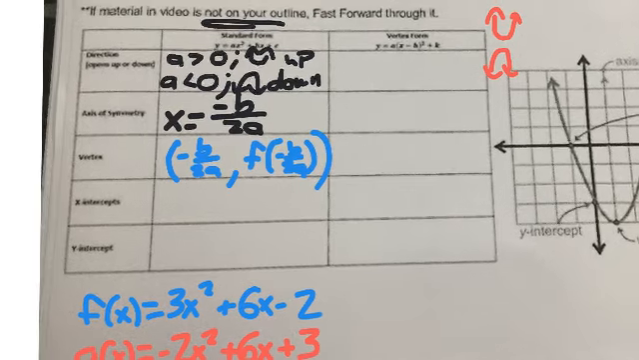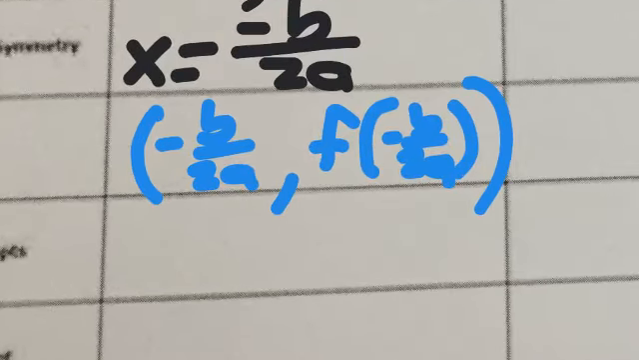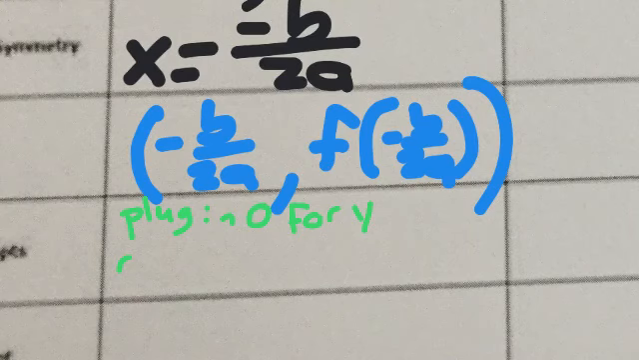So we've talked about this earlier. How do we find x-intercepts? X-intercepts happen when the y value is 0. So to find the x-intercept, we're going to plug in 0 for y. And so we get something in the form 0 equals ax squared plus bx plus c. And then we have to solve that quadratic.